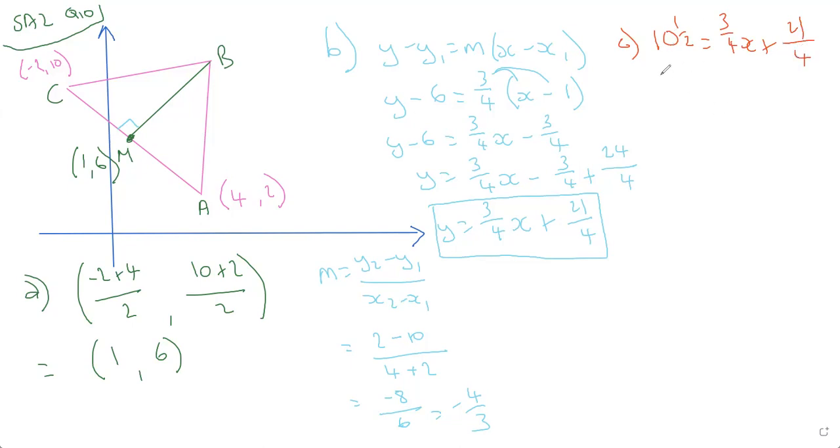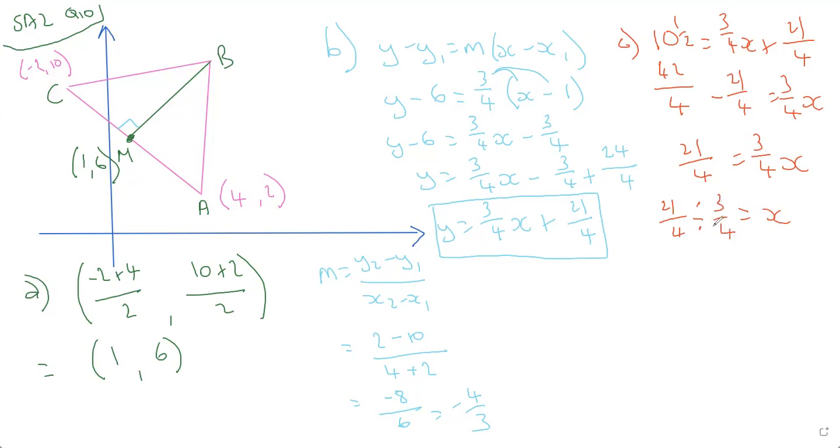So I'm going to turn this into quarters. 10.5 is the same as 21 halves, right? But I'd like to make it quarters so it matches here. So this is going to be 42/4. 42/4 minus 21/4 equals 3/4 x. So then I have 21/4 equals 3/4 x. Now I need to get x by itself, which means I've got 21/4 divided by 3/4, because these are multiplying each other.